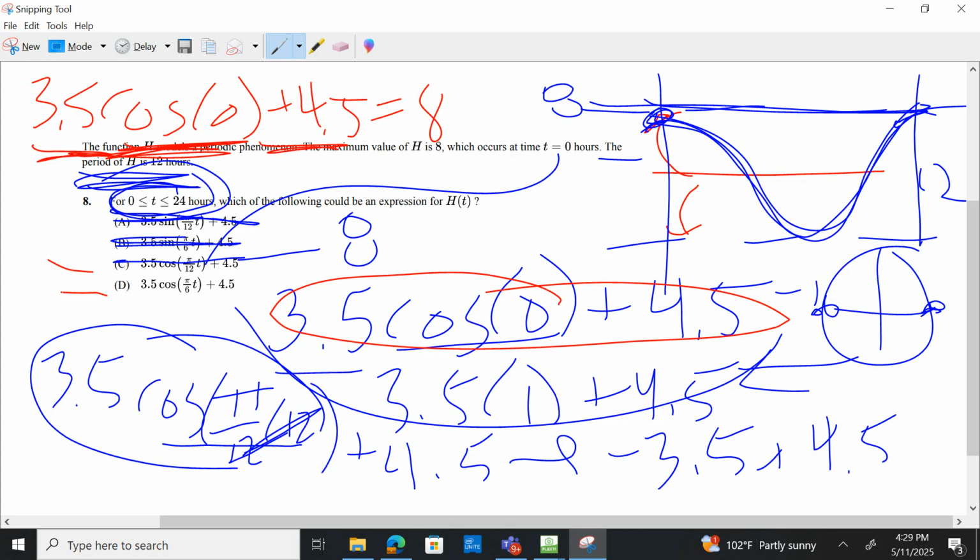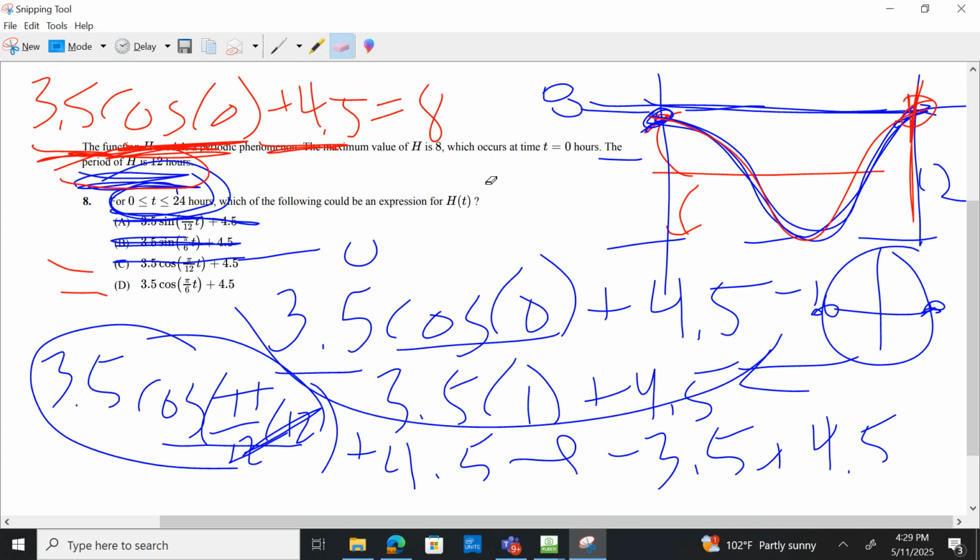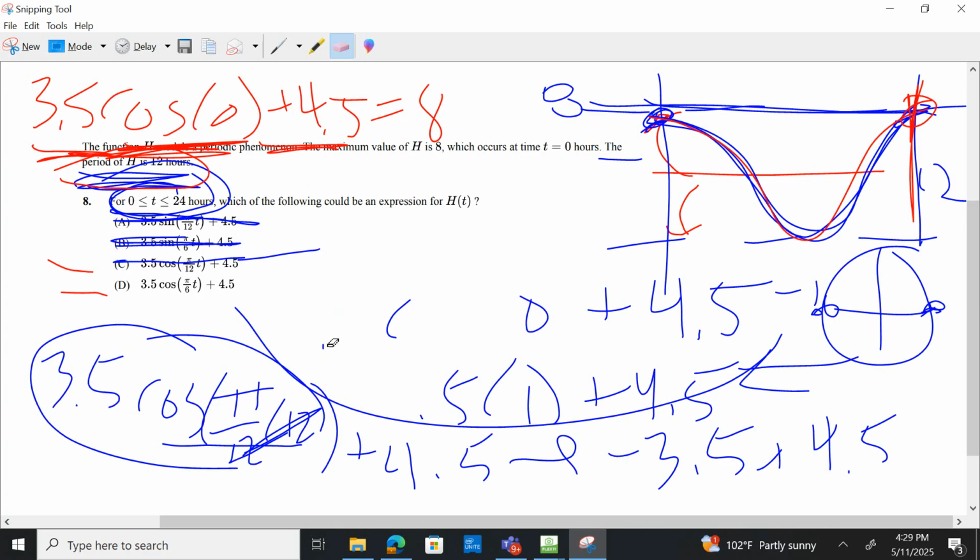But both of these would equal 8 when I plug in 0. So then I had to find another way to differentiate. How can I figure out when we get to the next maximum? Again, every period is 12. So here's 1 cycle. When I plug in 12, I should also get 8. Let's try it. Let me just erase a few things here and switch up the color.